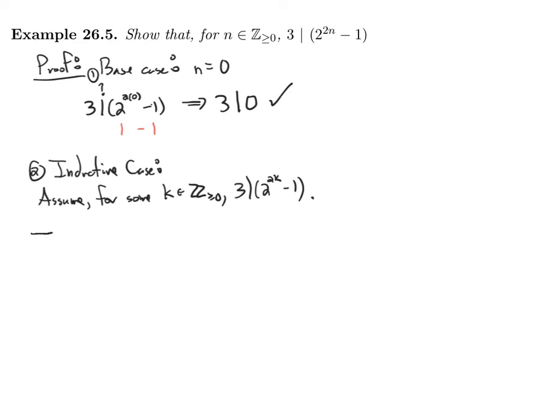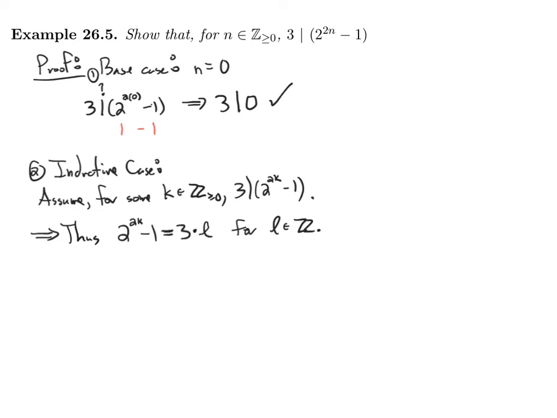So what does this mean? This means that I should be able to write 2 to the 2k minus 1 as 3 times some integer. Remember, that's what it means for a number a to divide a number b. You can write b as a times some other integer. So I call that other integer L, for some L in the integers. Okay, so that's what we know.